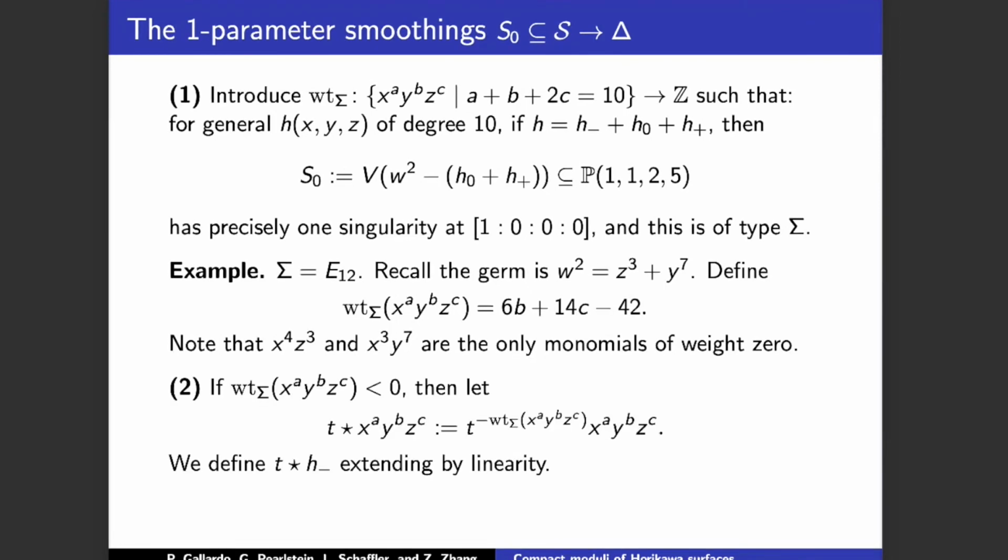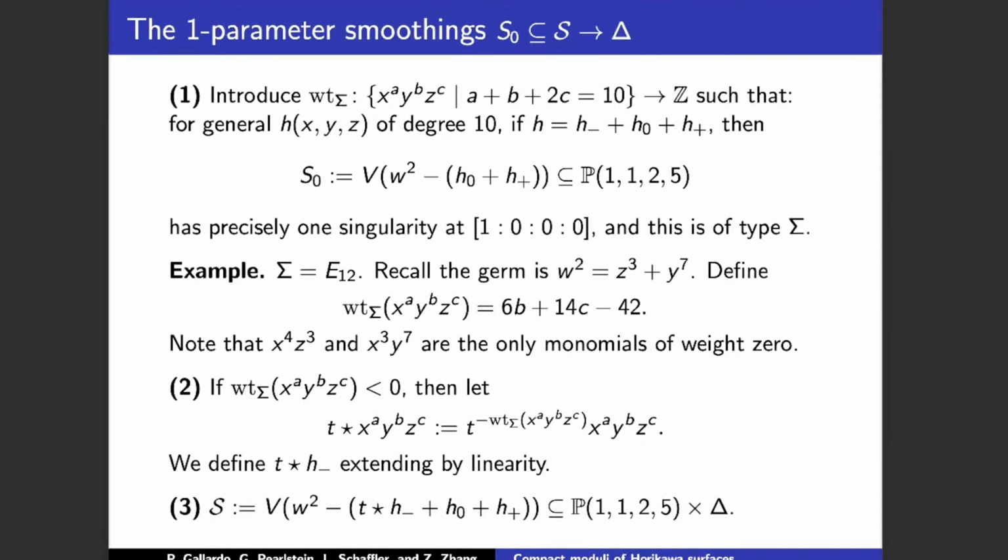So if you have a monomial of negative weight, we define the following t star action. So t star, a monomial x to the a, y to the b, z to the c, will be t to the following positive number, which is negative the weight of the monomial, multiplied by the monomial. And then you can define t star h minus extending by linearity on each monomial. And this is going to give you the smoothing parameter.